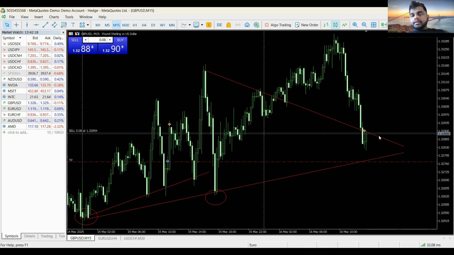I'll be following up with this trade later on. I'll show you what was the result of this trade. For now, I'll keep the take profit at this level. So let's see how this trade plays out. And if the trade plays out in our direction, that is well and good.